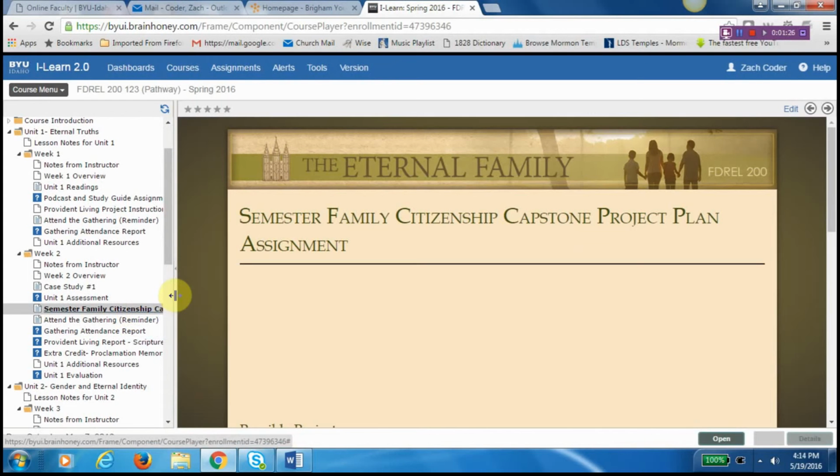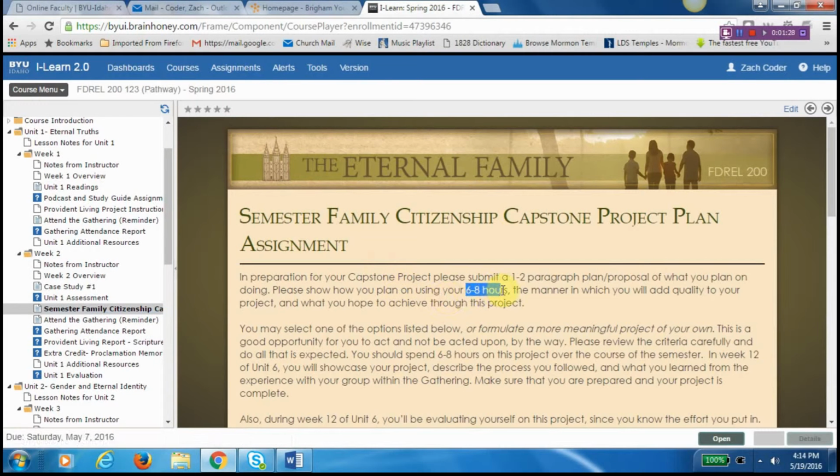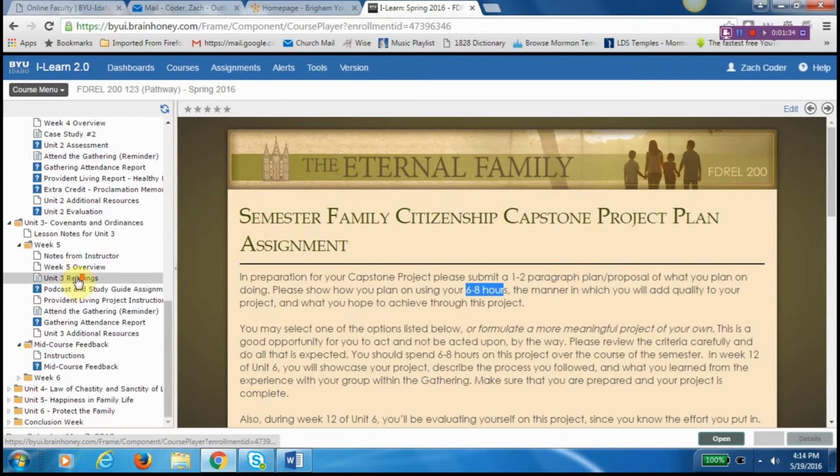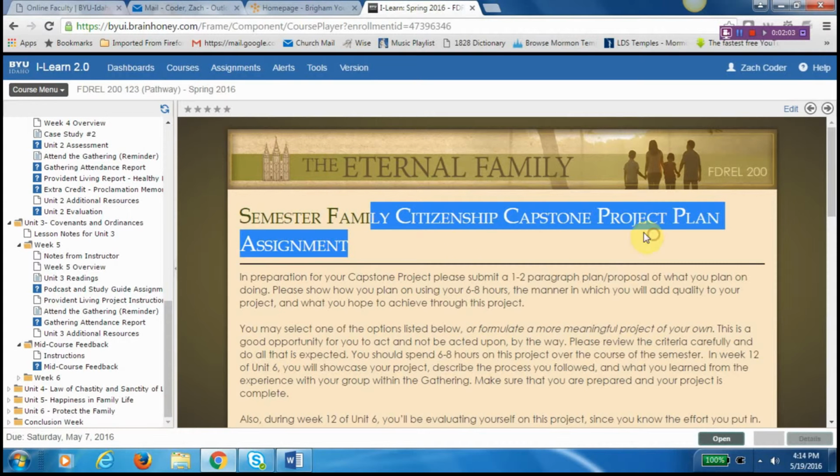This was the goal that you set. This is the 6 to 8 hour project. All right, this is what you're working on all semester long, and you will turn this in way down here in a few weeks in Unit 6. So again, that's the big project that you should be working on throughout the whole semester. You set a goal and you're working towards that. You're recording, hopefully, your insights and how you're having success in a journal somewhere. Again, I won't ever see that journal, but as you're keeping that journal, that'll help you as you report in Unit 6. So that's what the Family Citizenship Capstone Project is.